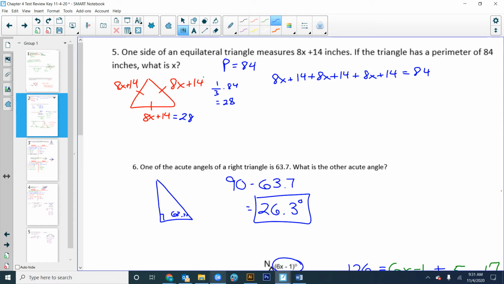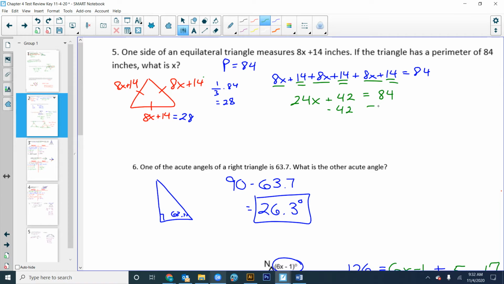Nobody set 8x plus 14 equal to 60, did they? Thinking they're angles. Because the angles are going to be 60, but this has nothing to do with angles. All right, I bet this is the most common way you guys set it up, so let's solve it this way. 8x, 8x, and 8x make 24x. 14, 14, and 14 make what? 42. And I haven't even messed with the 84 yet.